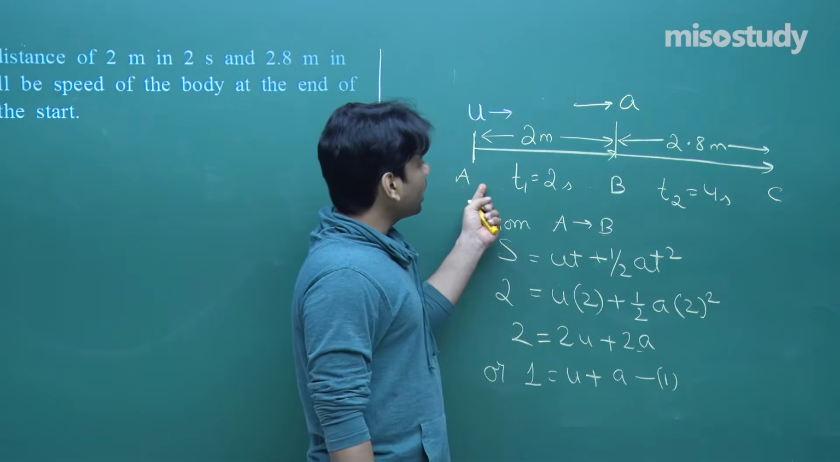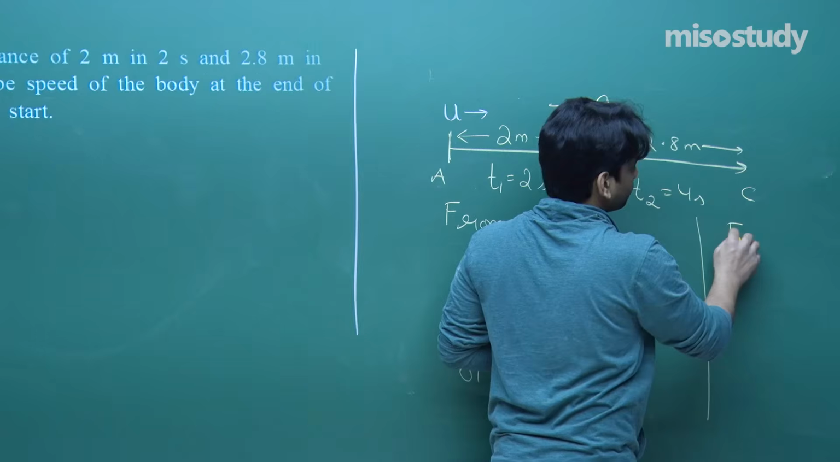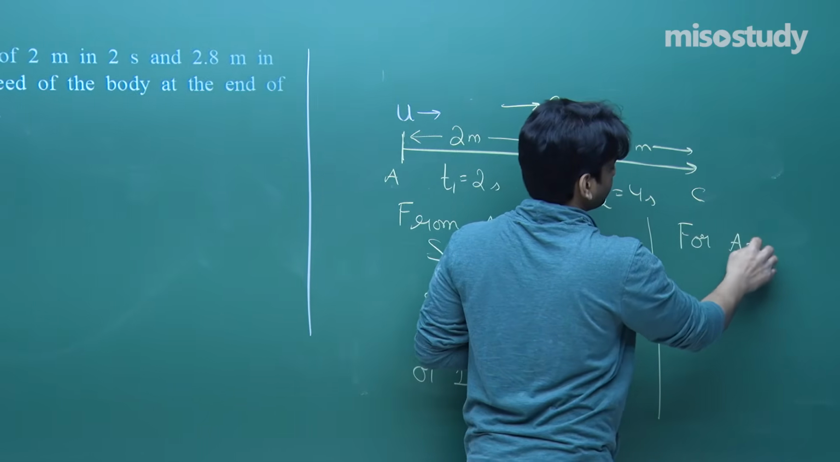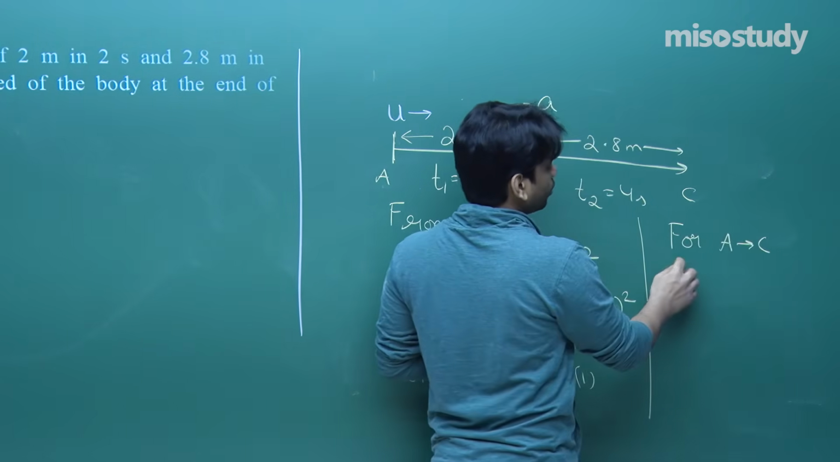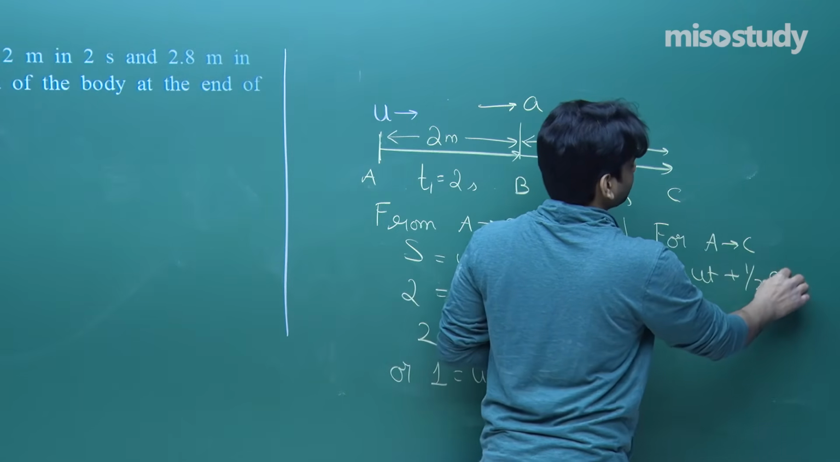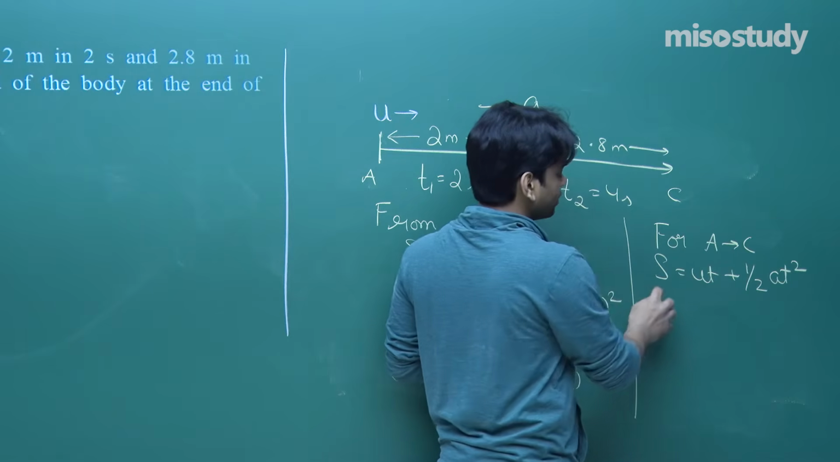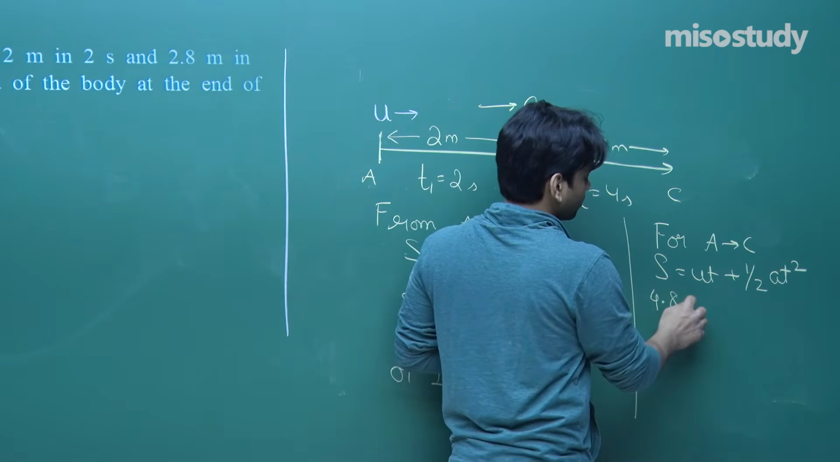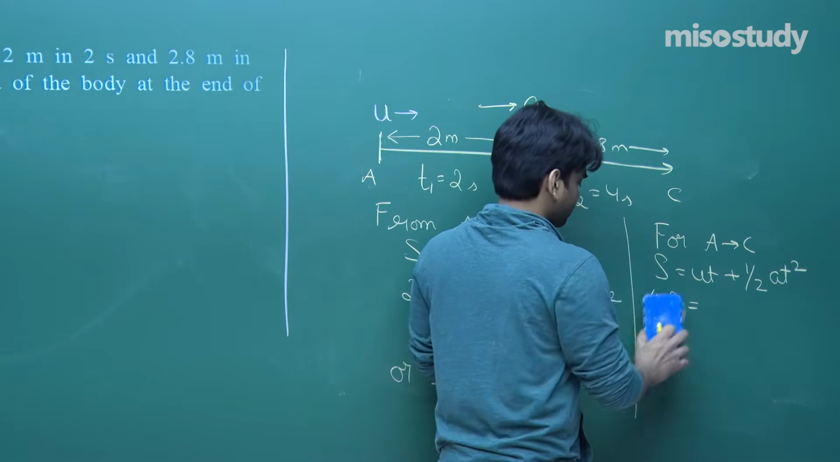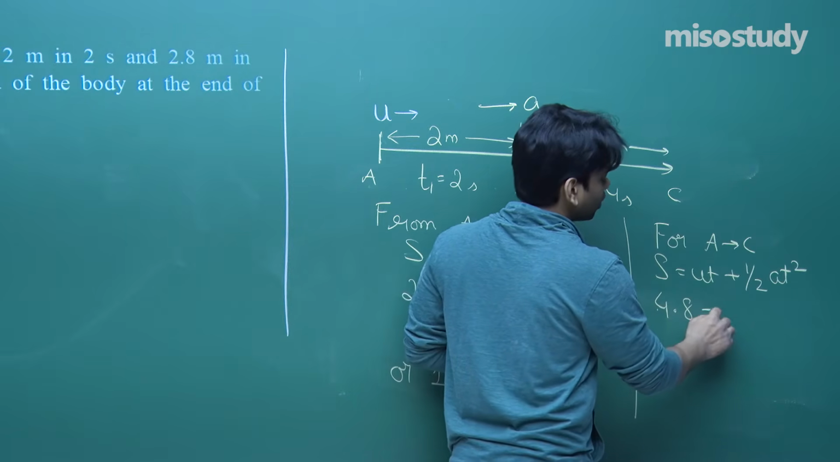Now for motion from A to C, again use S equal to ut plus half at square. What we will be obtaining? S is 2 plus 2.8, that will be 4.8, is equal to ut.